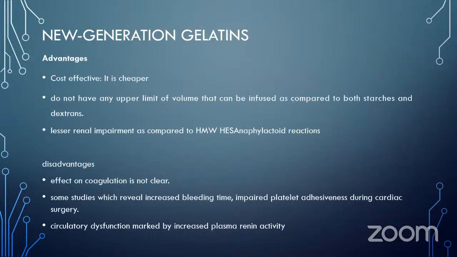So what are the advantages of new generation gelatins? They are cost effective. They do not have any upper limit of volume that can be infused as compared to starches and dextrans, and they have lesser renal impairment as compared to your starch solutions, and lesser anaphylactic reactions as well. And disadvantages: they have coagulation effects, which is not very much clear. They tend to increase the bleeding time. They have been shown to cause impaired platelet adhesion, and they can increase the plasma renin activity as well.